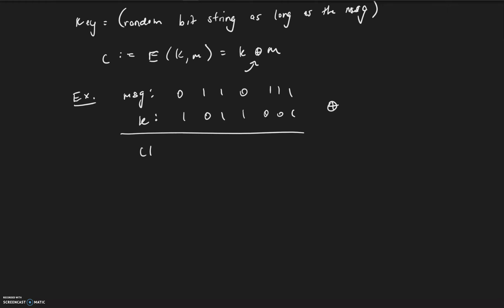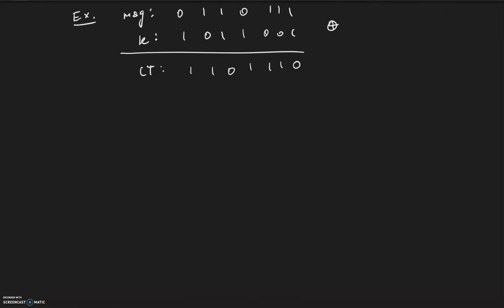XOR the 2, then out comes the ciphertext 1 1 0 1 1 1 0, right? And that's it. So then we define decryption as follows: decryption K C is equal to K XOR C, right? To decrypt, basically, all you do is the same thing. To decrypt a ciphertext using a particular key, we XOR the key and the ciphertext again, right?